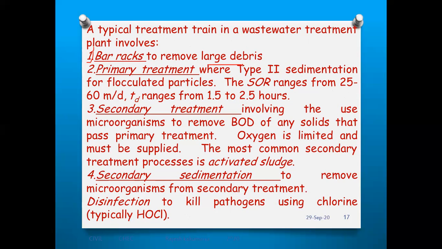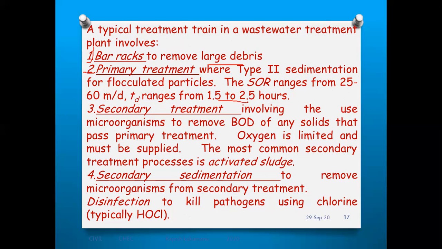Second one, primary treatment. What is the second point here? Type 2 sedimentation, where flocculated particles are removed. It ranges from 25 to 60 meters, and the detention time ranges from 1 hour to 2.5 hours.